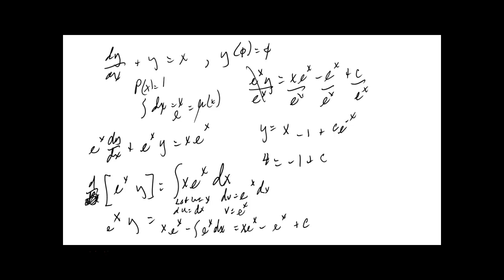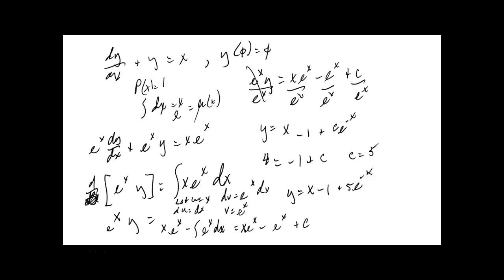So what does that tell us? 4 equals -1 plus c. C equals 5. Good. Okay. So let's go back and plug in. y is equal to x minus 1 plus 5e to the minus x.